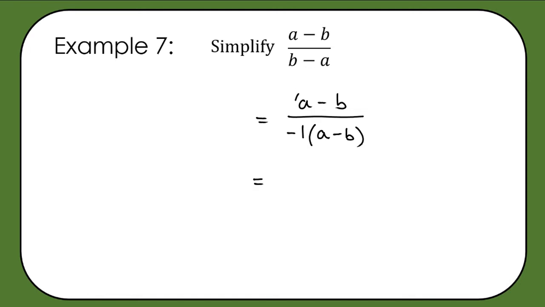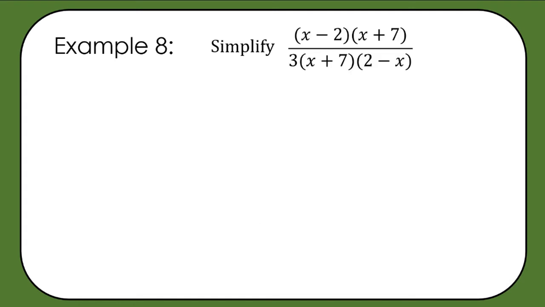So now, here we've got just 1 times a minus b over -1 times a minus b. So dividing top and bottom by a minus b, we've just got 1 divided by -1. Positive divided by negative is negative. 1 divided by 1 is just 1. So that is just -1.